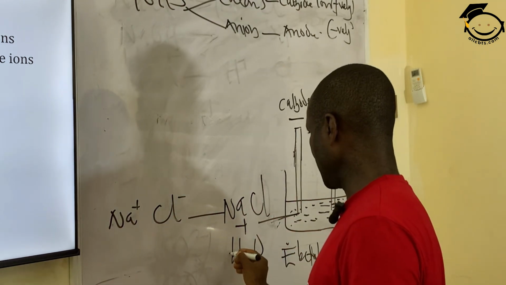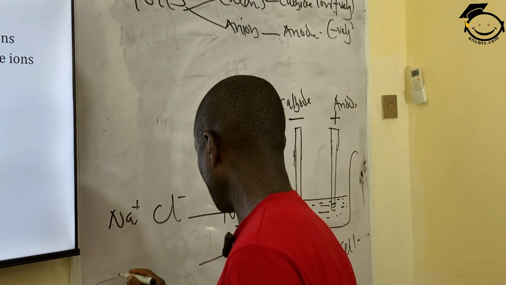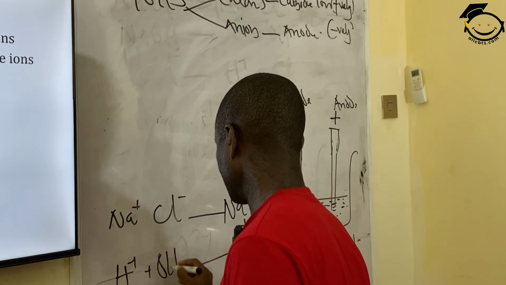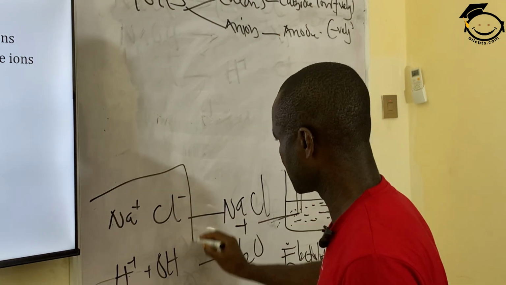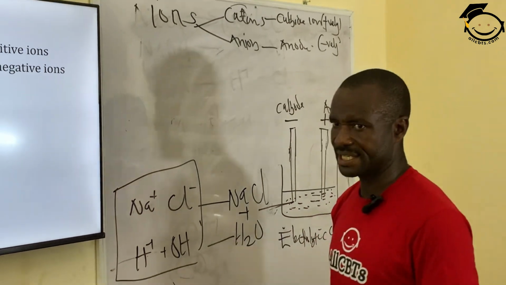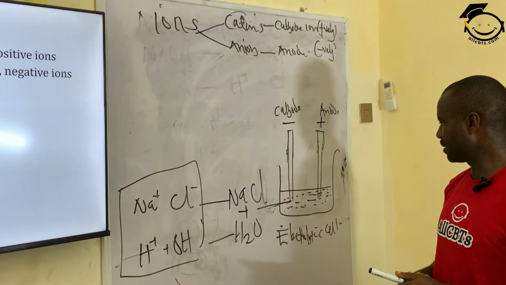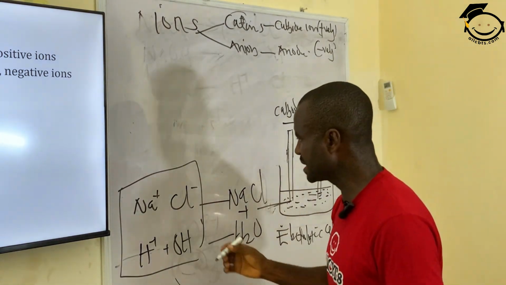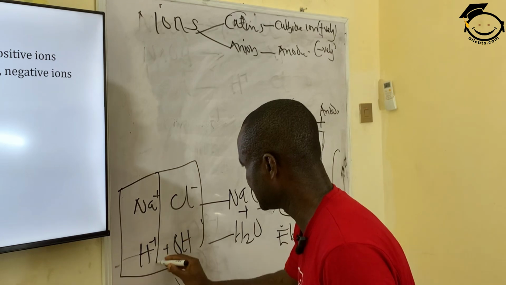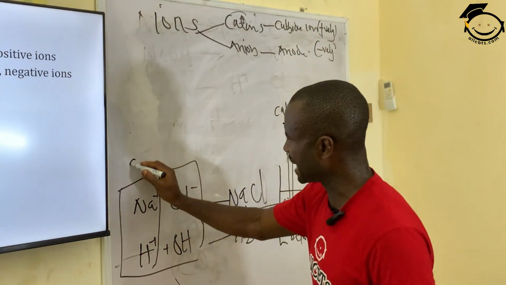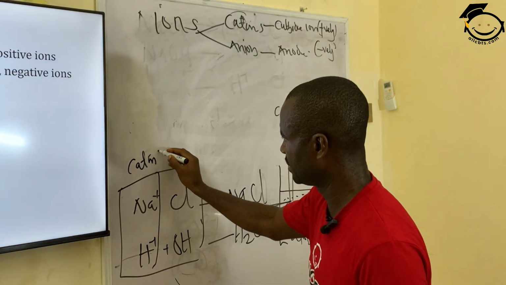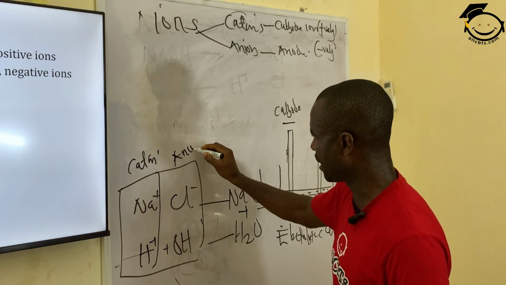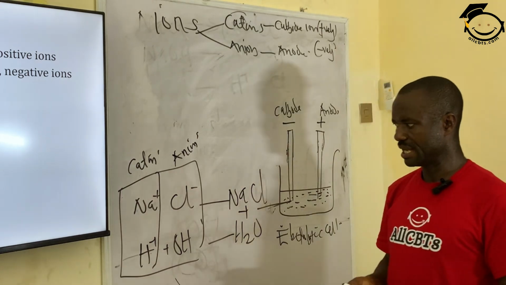The ions that are going to be in this, when the water is broken down, are going to be hydrogen and what? Hydroxide ion. Can you see? So we have 4 ions in this system. The positively charged ions are these, so they are called cations, while the negatively charged ions are these. They are called anions. I hope we get that.